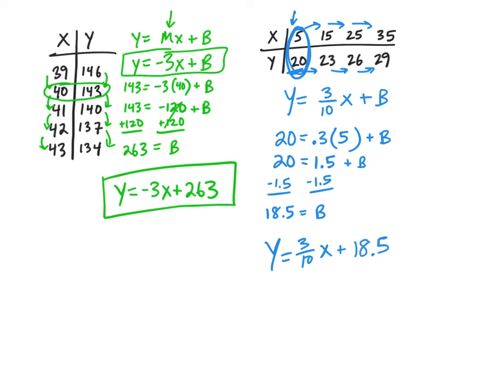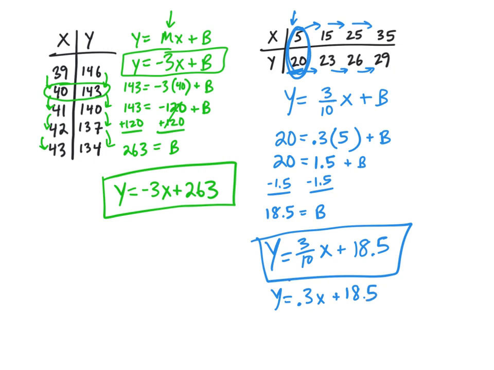Is it okay to have fractions and decimals in the same problem? Sure. Is it okay to have all decimals in the same problem? Sure. Write it however you want. Doesn't matter to me, as long as you plug in and solve for b. There you go. That is how you write the linear equation of a table. That's it. Find your slope. Find your y-intercept. Plug in and solve for b.